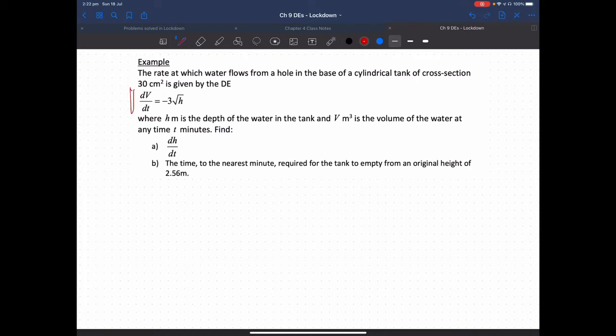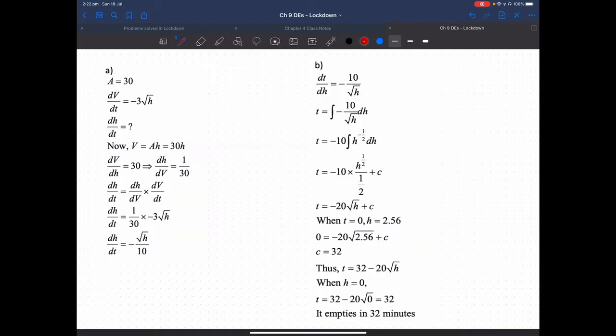We're told h represents the depth of the water, V is the volume of the water in the cylinder. The first thing we're asked to do is find dh/dt. Writing down the information that we know: we're told the area of the cross section was 30. We're told dV/dt equals negative 3 root h, and we've been asked to find dh/dt.